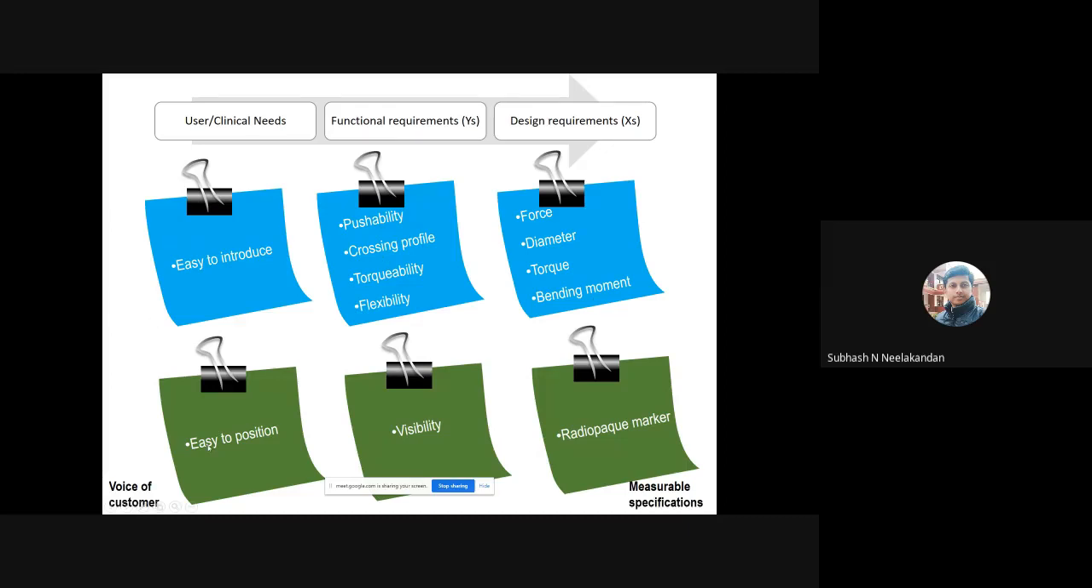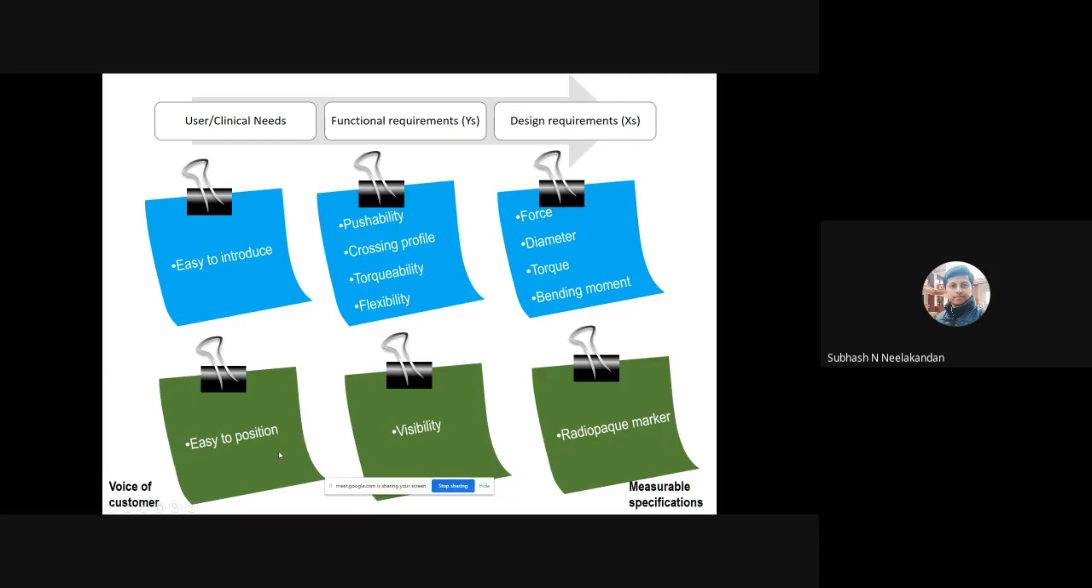Similarly, if a clinical requirement is easy to position, position means visibility has to be optimum so that the clinical person can position it at the exact location where it is required. So easy to position is converted into a functional requirement as visibility. How can we achieve visibility inside the human body? Probably through radio opaque markers.